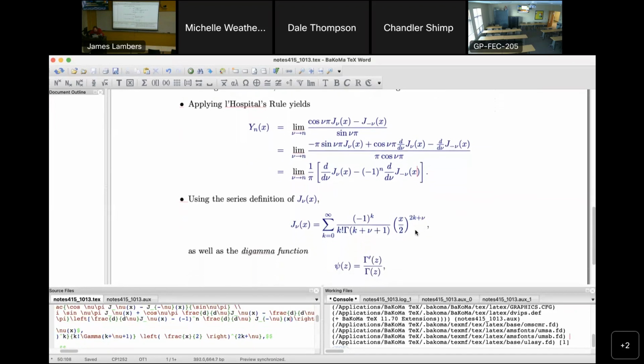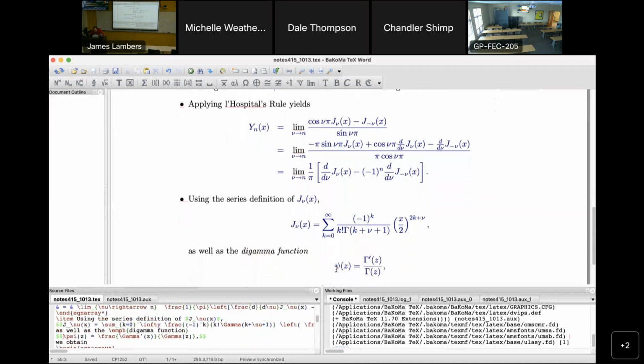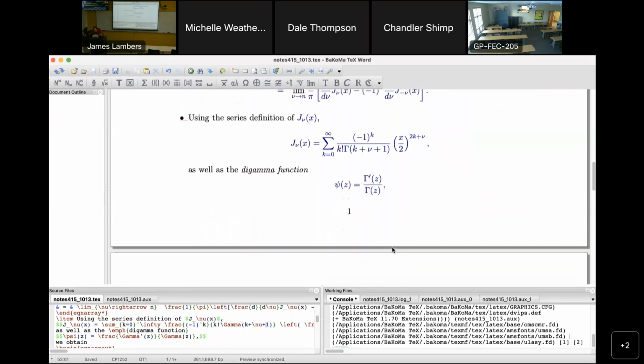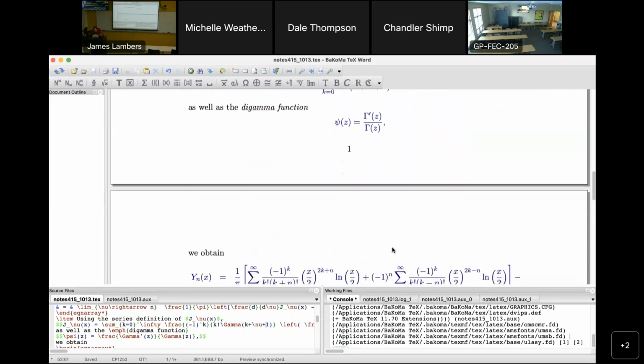One thing that we're going to make use of is what's called the digamma function. That's the derivative of the gamma function over the gamma function. You imagine if we're taking the derivative of this with respect to nu, that's going to pop up. Let's gently begin.